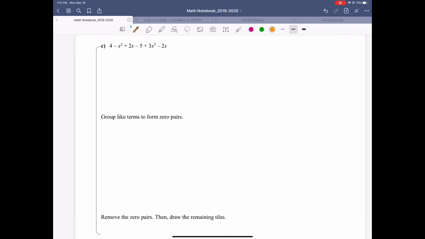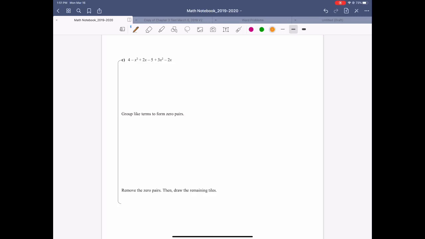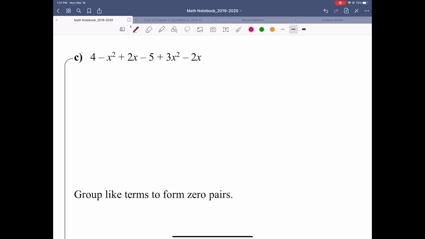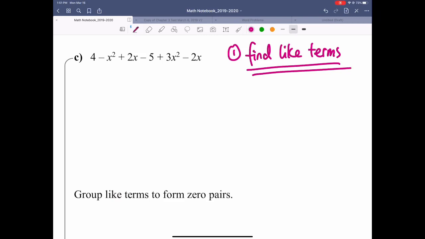Okay. I kind of don't want to draw the tiles, but I'm going to show you how to do it algebraically, okay? So just by using algebra. You know how to draw the tiles already. You know how to combine the tiles, okay? So I'm going to teach you just by looking at the numbers how to do it. The first thing you do is find like terms. Find like terms, basically. Okay, so the like terms here, 4. Okay, it's a 4 here.